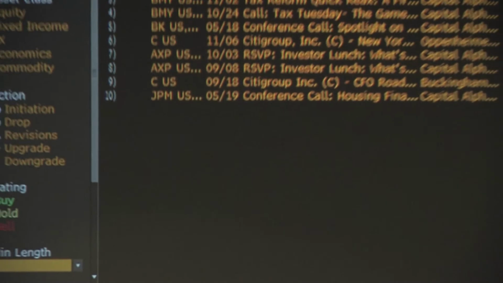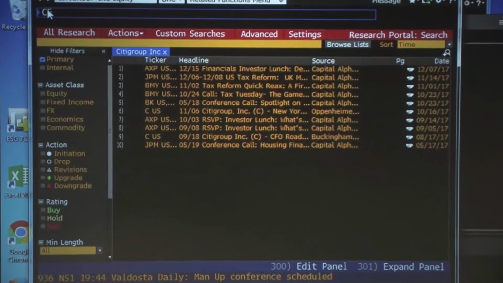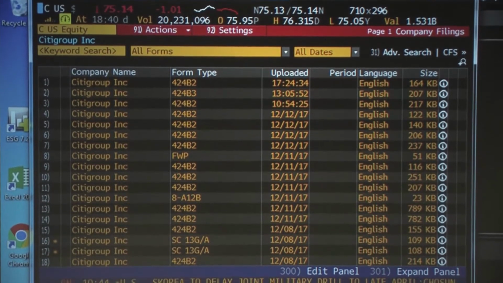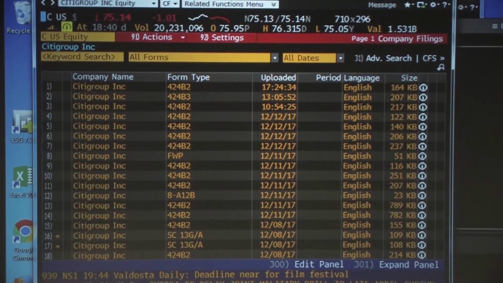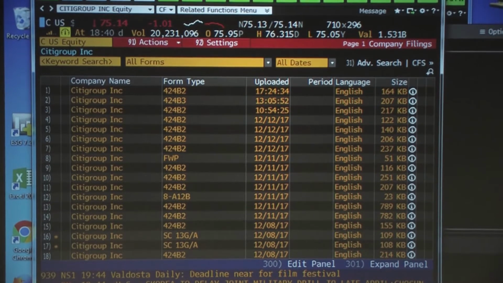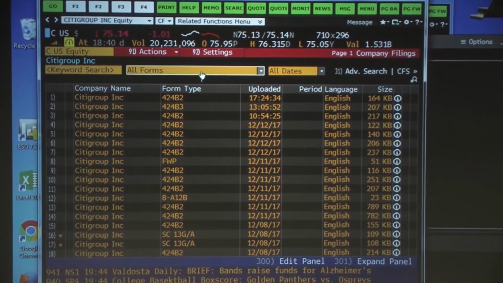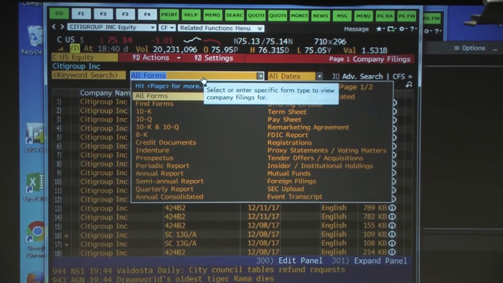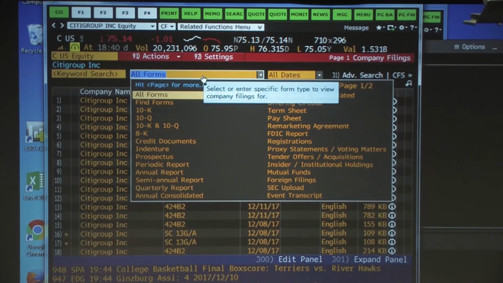To access the filings of a company, we can go to the function CF. Basically, CF brings up all the forms that this company has uploaded with government agencies. So we don't just have our 10Ks and 10Qs, we have our 8Ks and a bunch of different things that the company has to file because they're required by law and by the regulators that govern them.